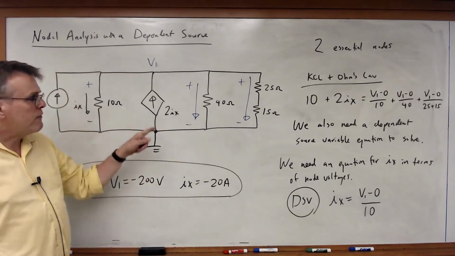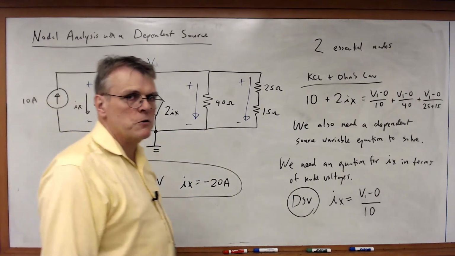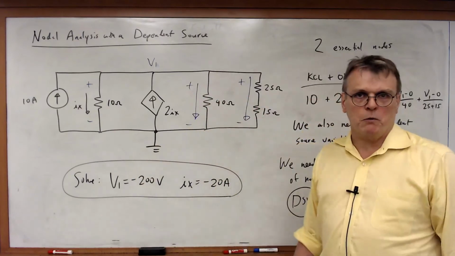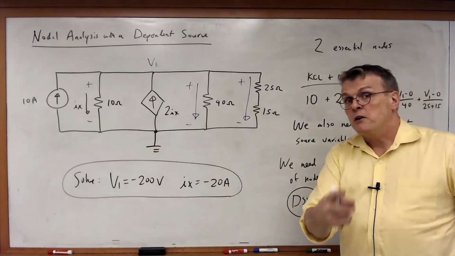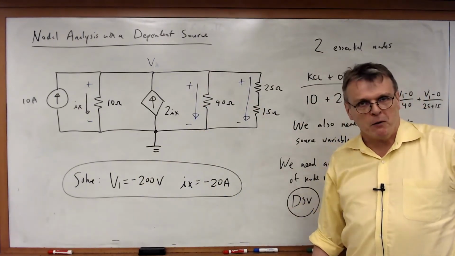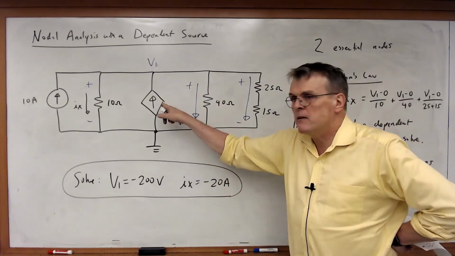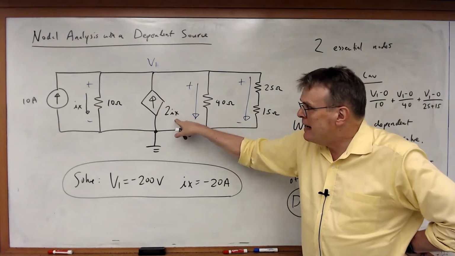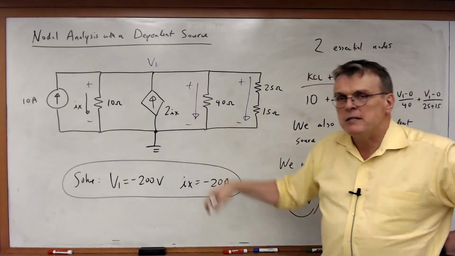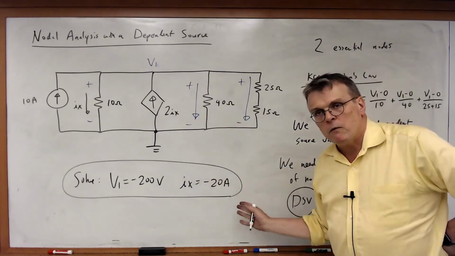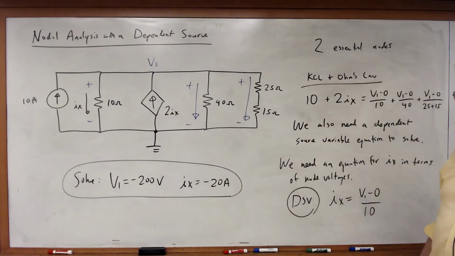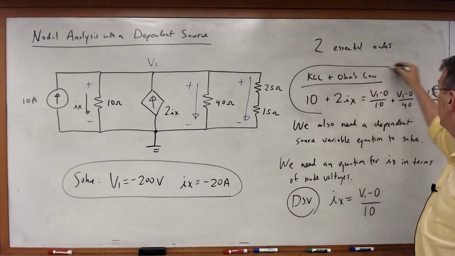Okay, if there is a dependent source in your circuit, for every dependent source, if you have two dependent sources, you need two dependent source variable equations. If you have three, you need three equations. But for every dependent source, you need to define the variable that's used in that source in terms of node voltages. Otherwise, you will not be able to get an answer. So I needed both of these equations in order to solve.